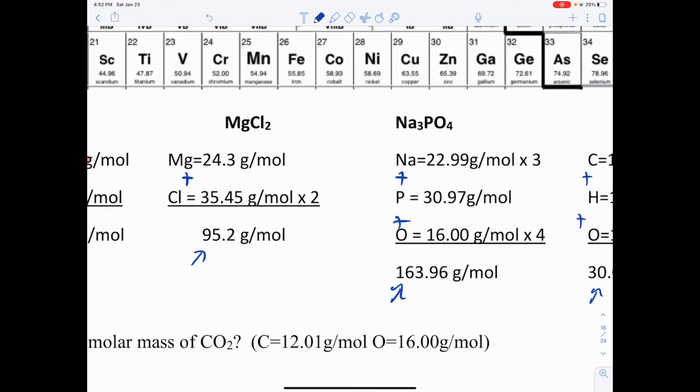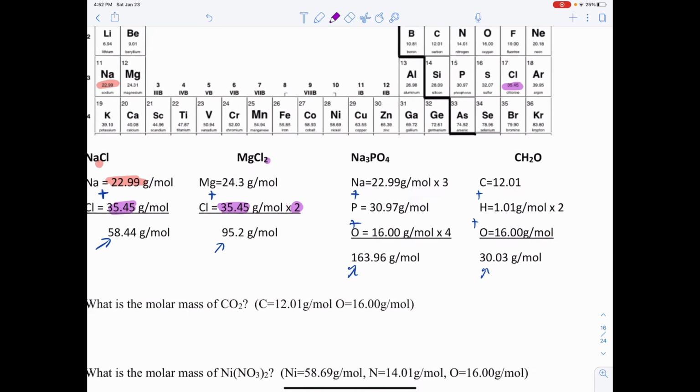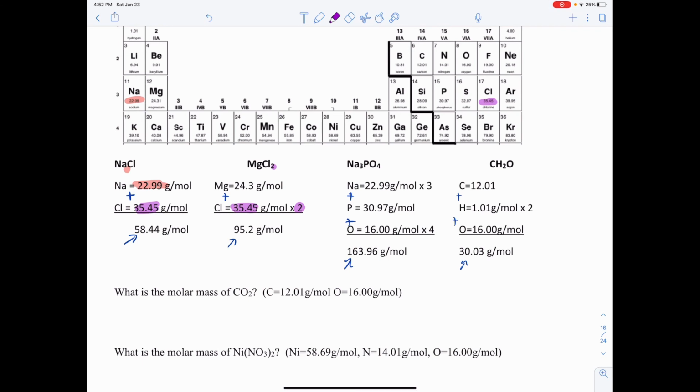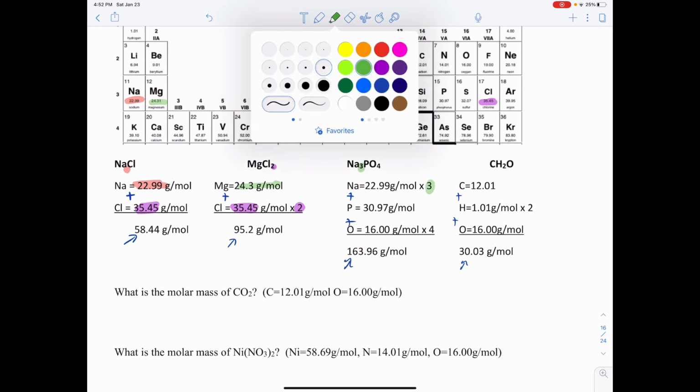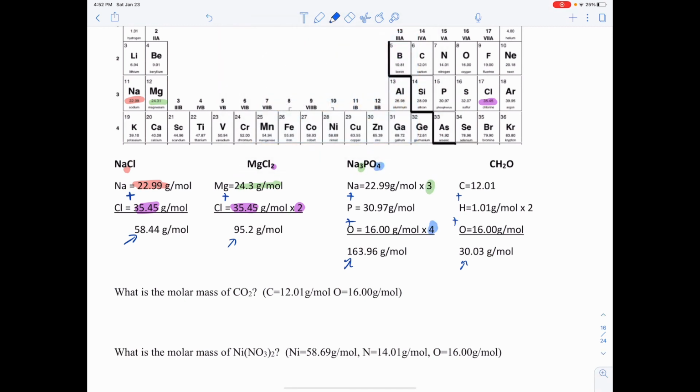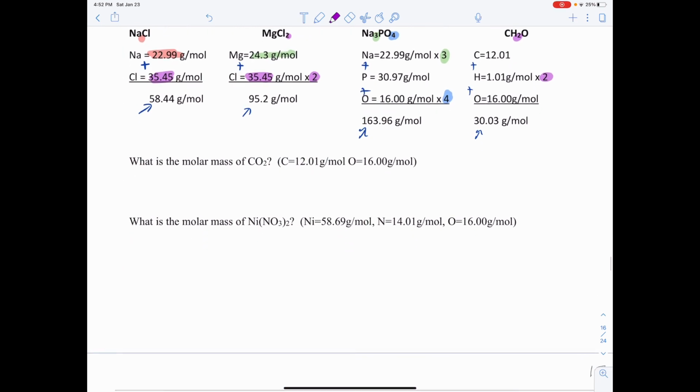Well, what happened over here with the chlorine? This was our chlorine value. Why did we multiply it by 2? Because of the subscript right there. So we multiply it by 2, and then we add it to the amount of magnesium. It's right here. So hopefully you saw, for example, that the 3 there and the 4 there are because of the quantities. So go ahead and practice and add up these molar masses on your own.